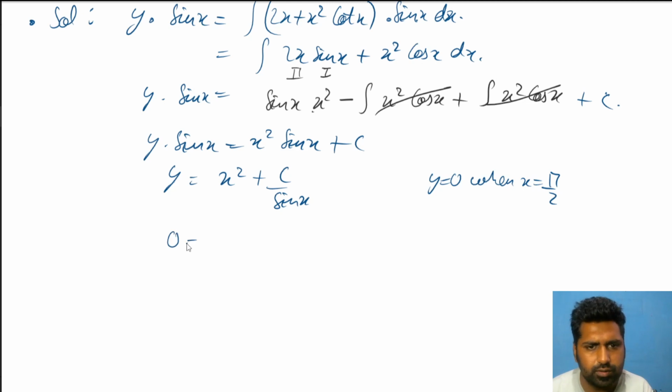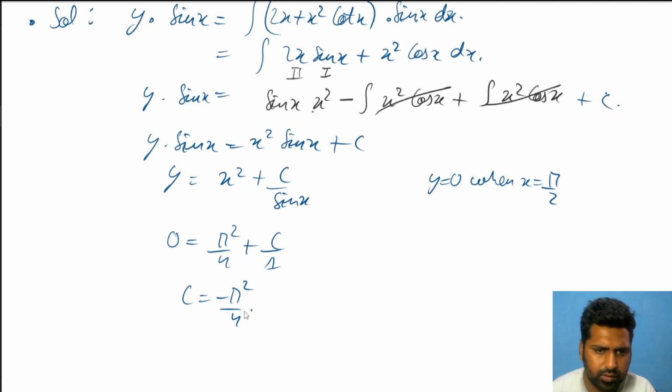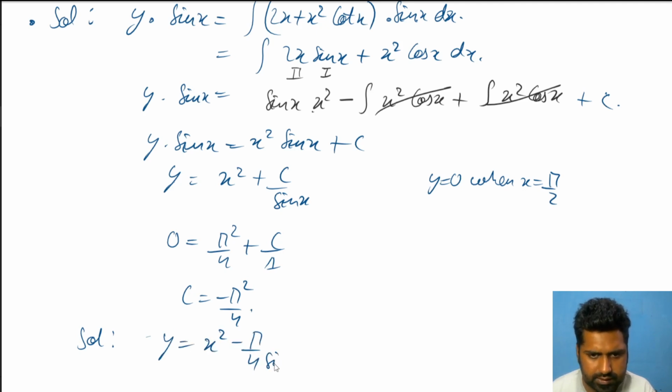Y is 0, so 0. X is pi by 2, so pi square by 4 plus c by sine pi by 2, which is 1. So we get c as minus pi square by 4. So the final solution, y is equal to x square minus pi square by 4 over sine x. That's the answer.